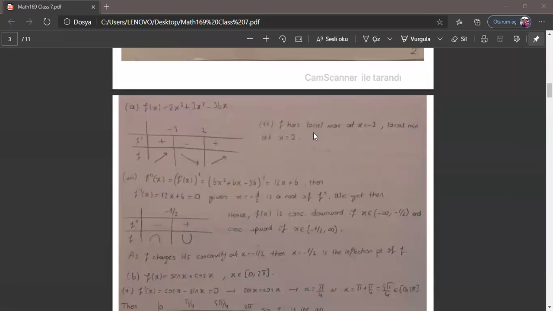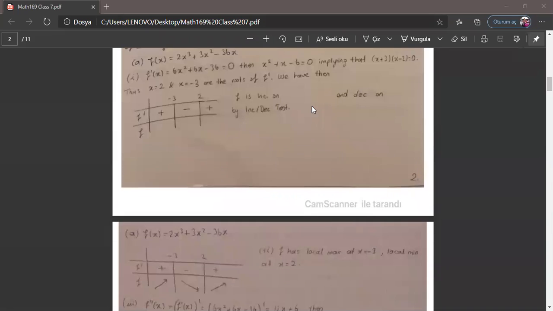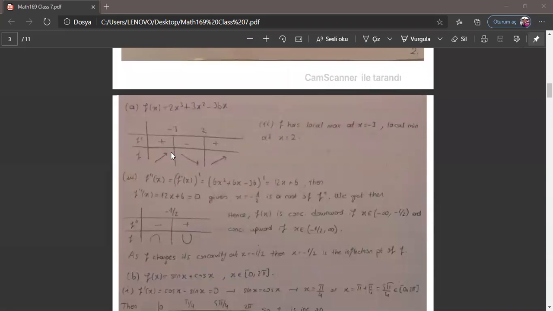Now for the second part, what do we do? We need to compute the local max and min values of f. We see it has the local max at this point -3 and minimum at 2. So we just compute f of 2 and f of -3 to get the values. You just plug x equals 2 and get some value. These are easy, so we pass them.